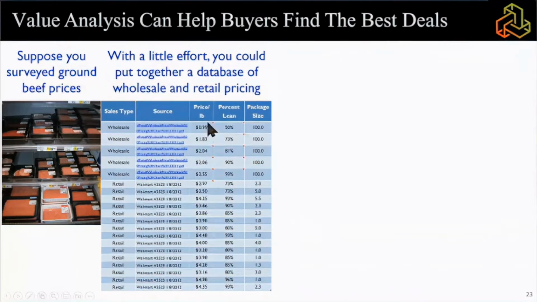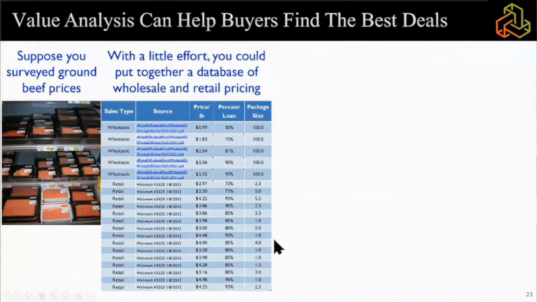And so what we're looking at is the price per pound, leanness, and package size. At the wholesale level, all the packages are 100 pounds, and they had this varying leanness. And then in the supermarkets, you won't find any stuff that's 50% lean. At least I didn't. But you'll find varying sizes of packages and leanness and varying prices per pound.